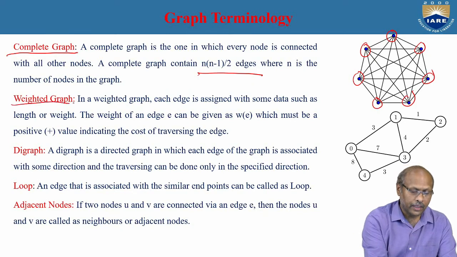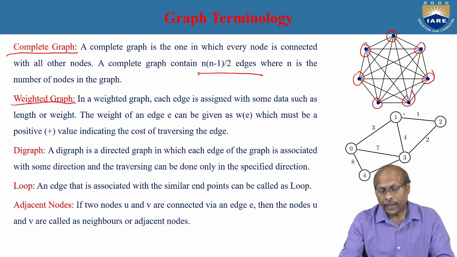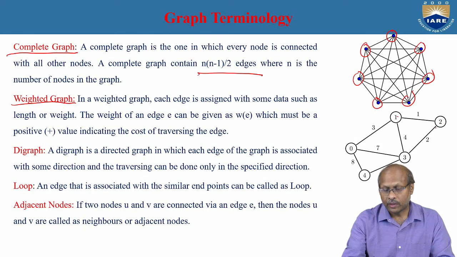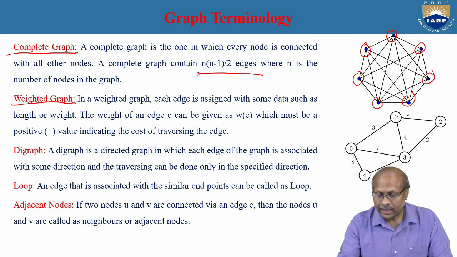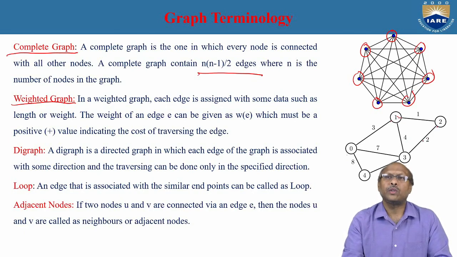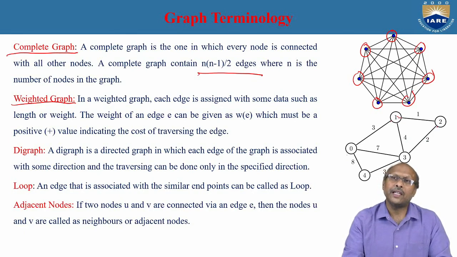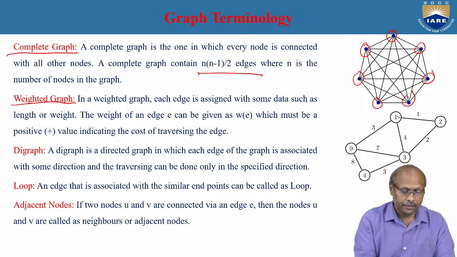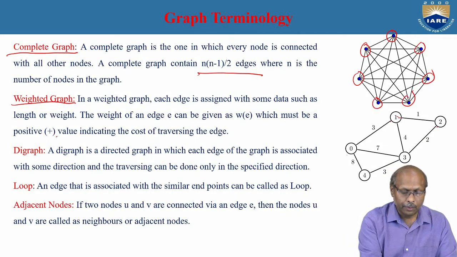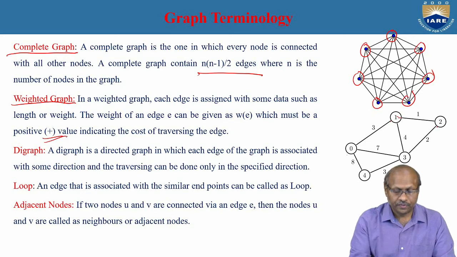And there is something called a weighted graph. Weighted graph means you will find the weight. That means the distance between the nodes 1 and 2, 2 and 3, 3 and 4, 4 and 5, like this. So here the weight from 1 to 2 is 1, 1 to 0 is 3, 1 to 3 is 4 and 2 to 3 is 2, like this. So you can find the distance between the two nodes, that is called weight. Generally that is represented by a positive value.